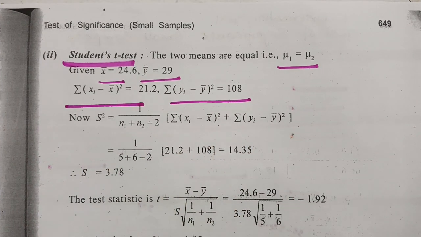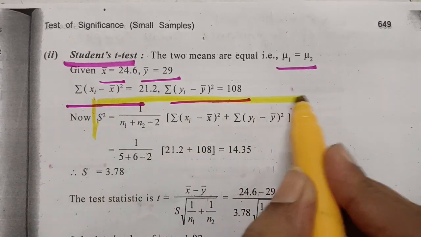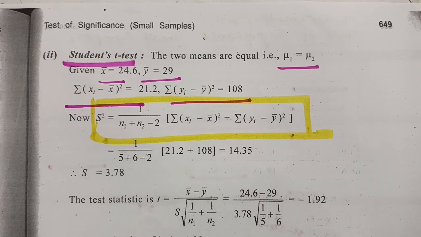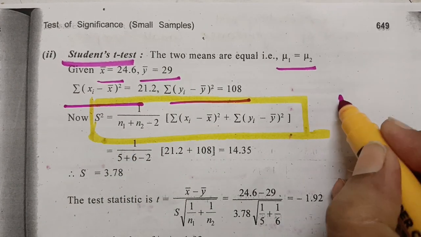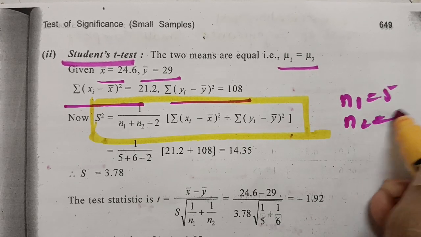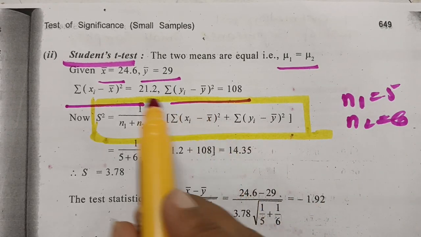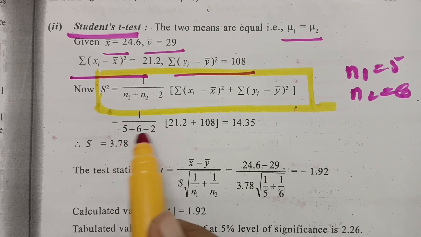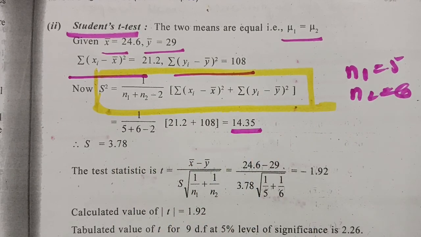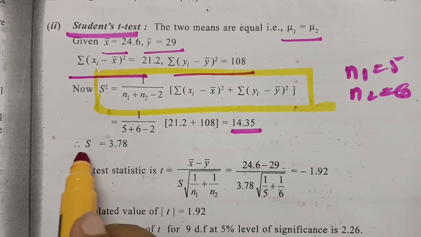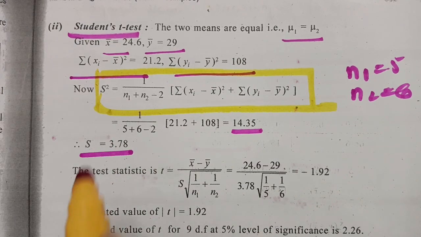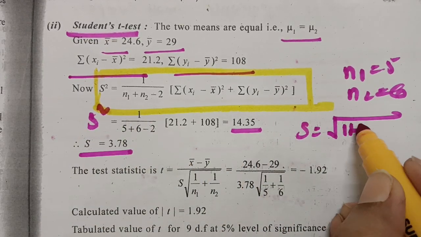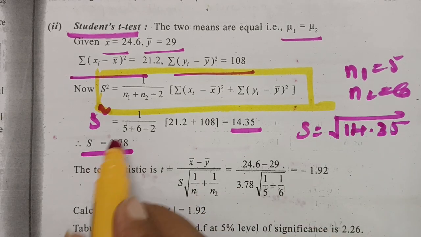For s square, the formula is sigma xi minus x bar whole square plus sigma yi minus y bar whole square by n1 plus n2 minus 2. And here, n1 is equal to 5 and n2 is equal to 6. So sigma xi minus x bar whole square is 21.2 plus 102 by 5 plus 6 minus 2, the value here is 14.35. So this is the variance S square. If you take the square root, the standard deviation will be root over 14.35, the value here is 3.78.